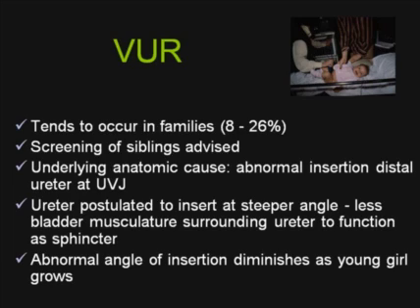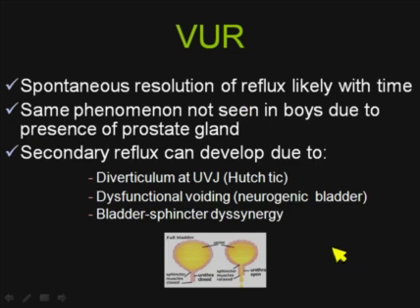There is usually an underlying anatomic cause in the girls because of an abnormal insertion of the distal ureter at the ureterovesical junction. It's postulated that in girls there is a steeper angle, so there is less bladder musculature surrounding the ureter to function as a sphincter. As the little girls grow, this abnormal angle of insertion diminishes. It's not unusual for girls to have spontaneous resolution of their reflux by the time they're 5 years of age. This phenomenon does not occur in boys due to the presence of the prostate gland.